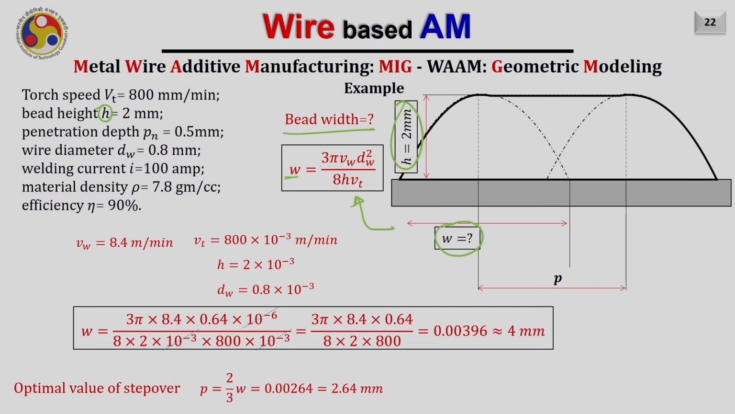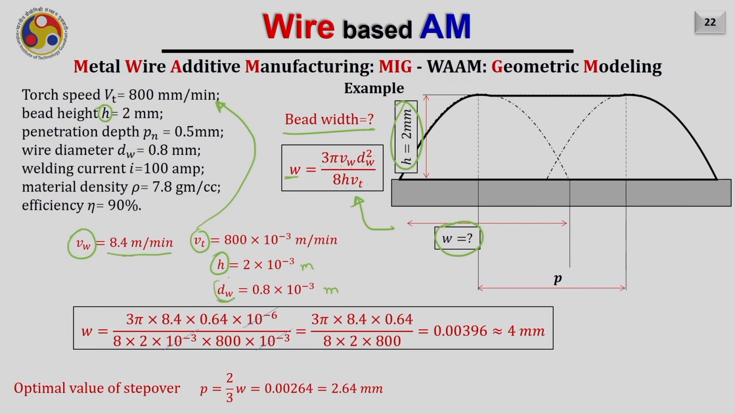We already know all of these parameters. The wire feed rate we have already obtained from the chart, and it is coming to be 8.4 meter per minute. The torch speed is given to us, that is 800 mm per minute. In meter, I am writing it as 800 into 10 to the power minus 3 meter per minute. The height of the bead, that is 2 mm, is given to us, and in meter it will be 2 into 10 to the power minus 3 meter. Wire diameter is 0.8 mm or 0.8 into 10 to the power minus 3 meter.